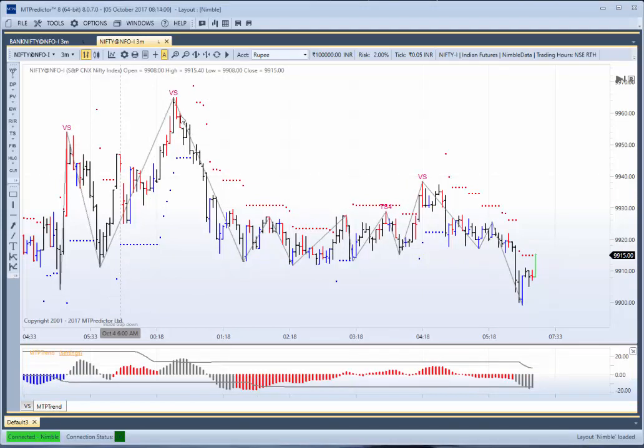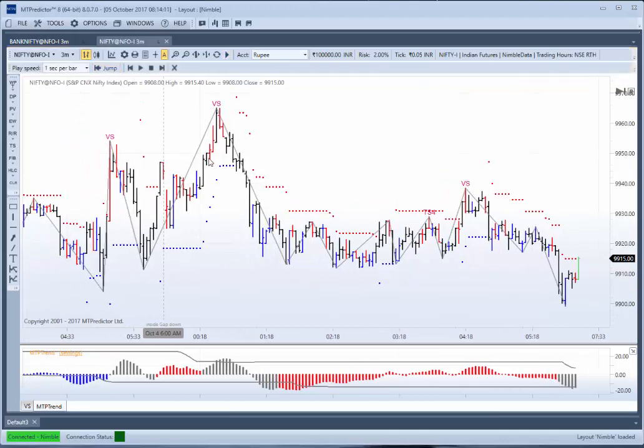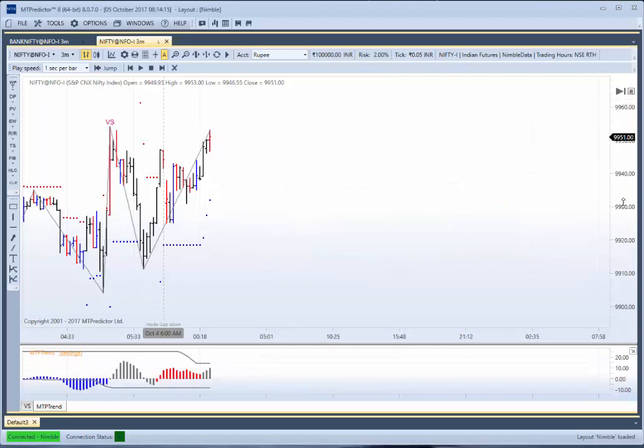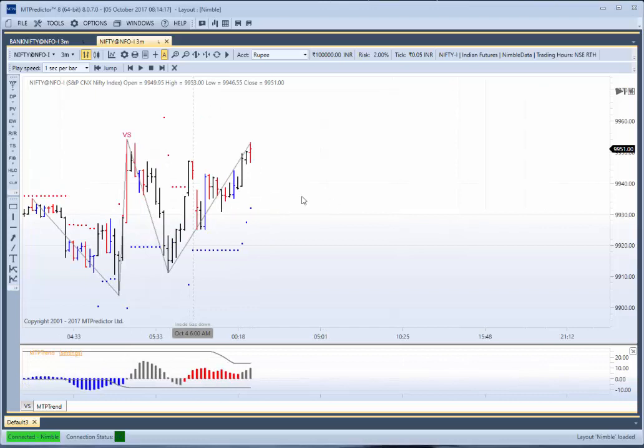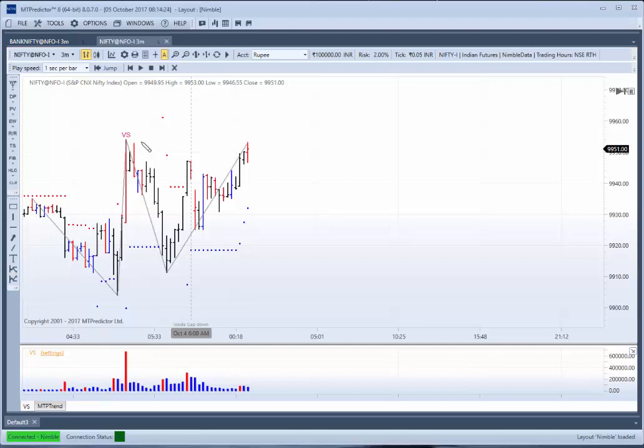So I want to have a look at what the VS setup is, in particular why this was a better setup than this one later in the day here. I'm just going to use our trading mode and go back to just before this high here. What our VS setup is, basically, we look at a bar, if I look at the volume, that goes through a previous important psychological high or low.